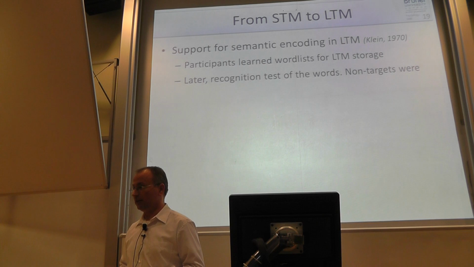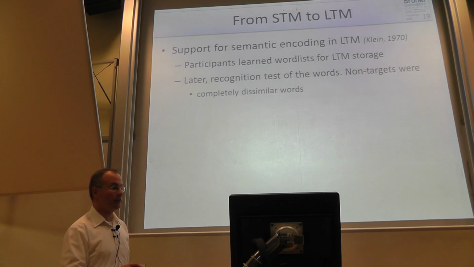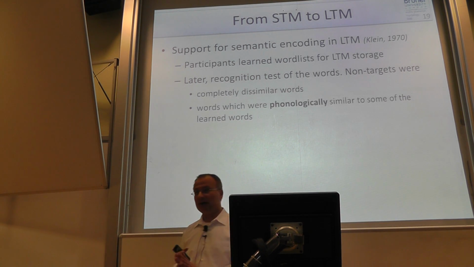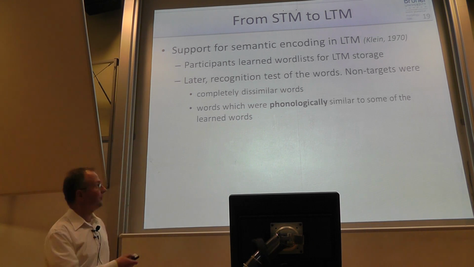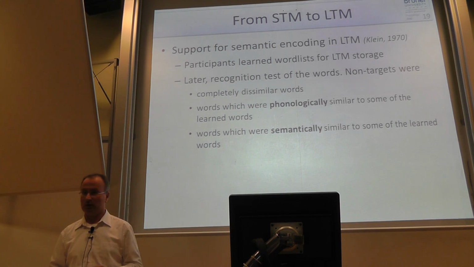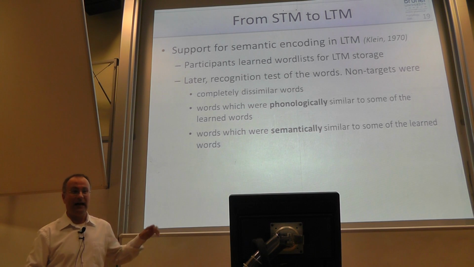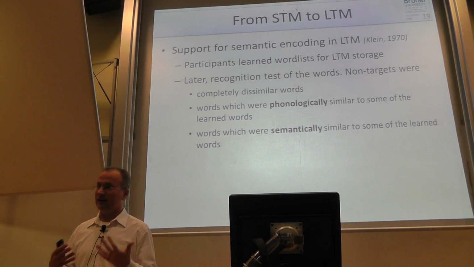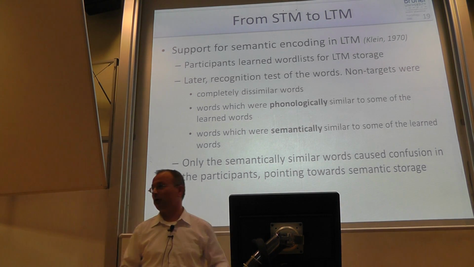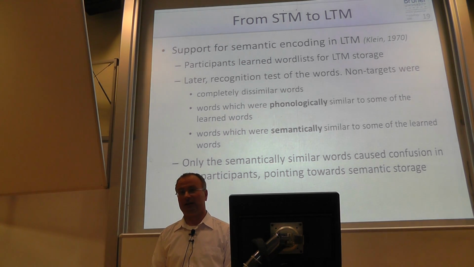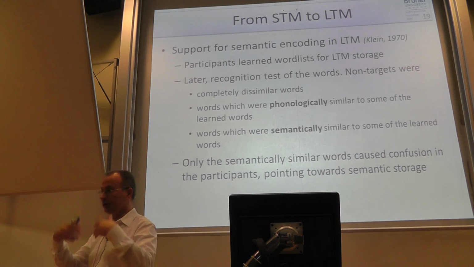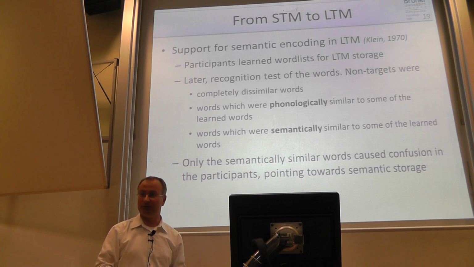So you had non-targets in there, which they haven't seen before. And these non-targets were either completely dissimilar words to the target words, or there were words which sounded similar, so they had phonological similarity, or they were semantically similar without being phonologically similar. And in this task, which relied on long-term memory, what you find is that only the semantically similar words caused confusion. So radiator and heater may confuse you. If you learn radiator and then in the recall test heater, you may say, oh yeah, I've seen it.